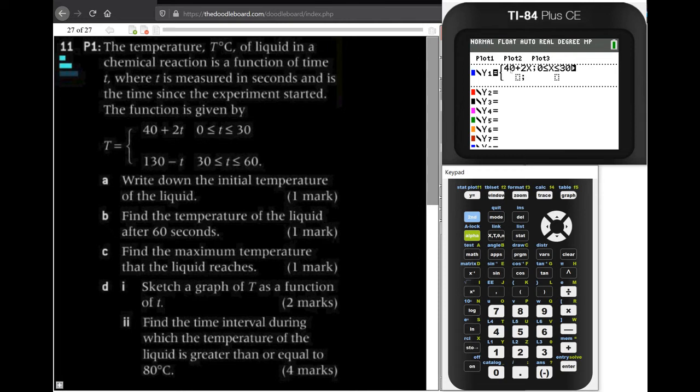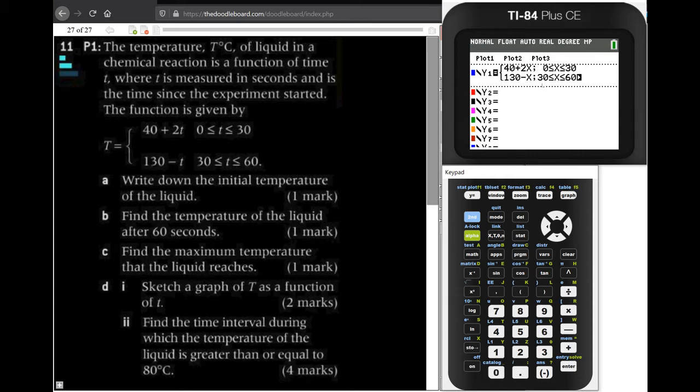Let's just check I've got that right. 40 plus 2x, for x between 0 and 30. And I can use my cursor to go to the next one here. And then I want 130 minus x, and then this one needs to apply between 30 and 60. Again, second, math, 6, x, second, math, 6 and 60.